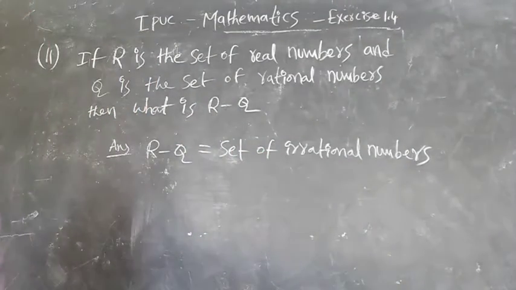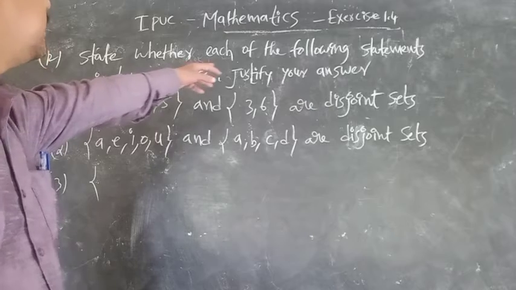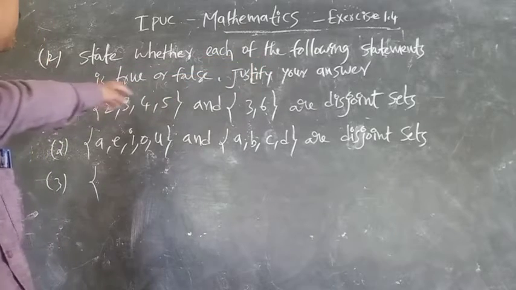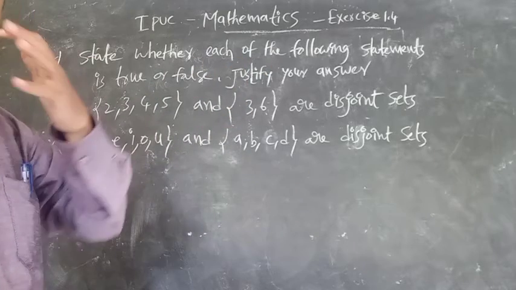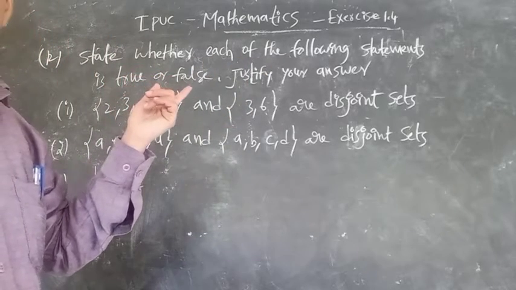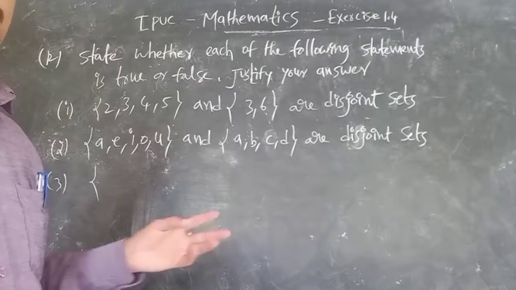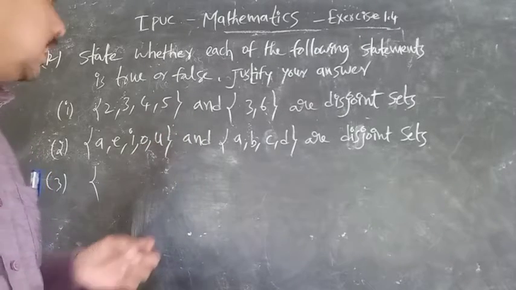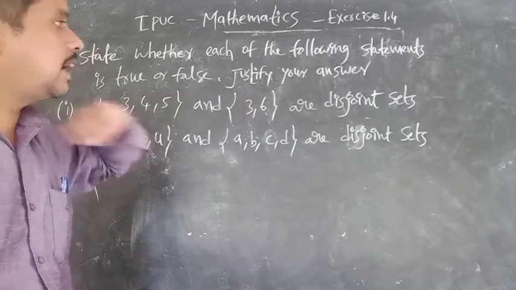Next we will move to the next question, number 12. State whether each of the following statements is true or false. You have to find out whether it is true or false. Justify your answer. I have to give a certain reason why it is true or why it is false. First question: {2, 3, 4, 5} and {3, 6} are disjoint sets.